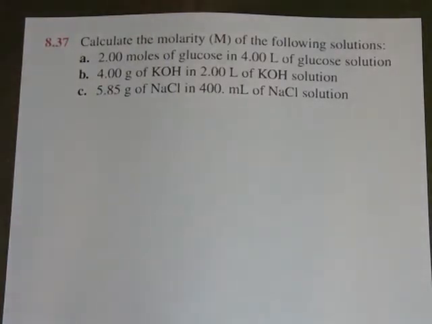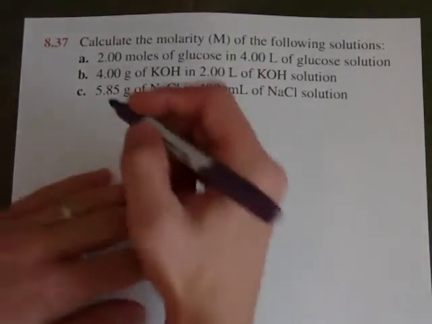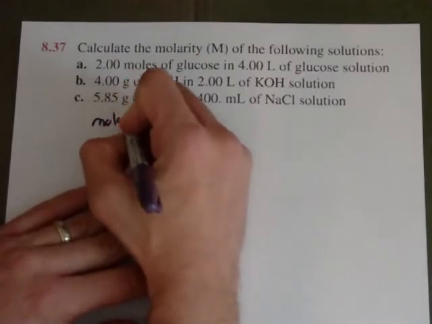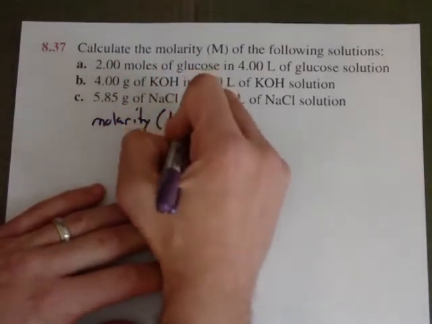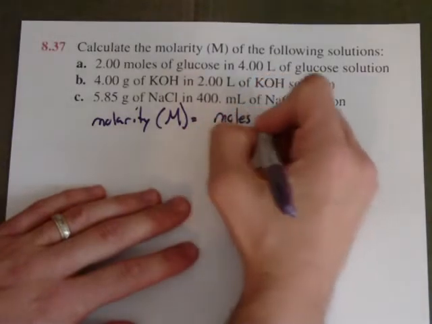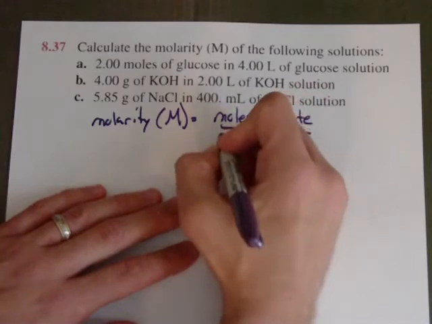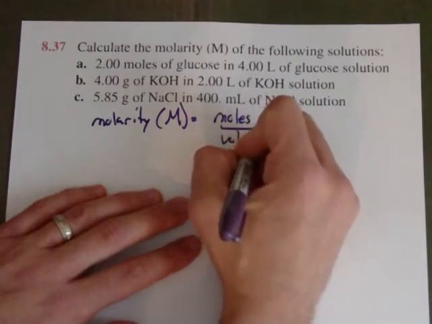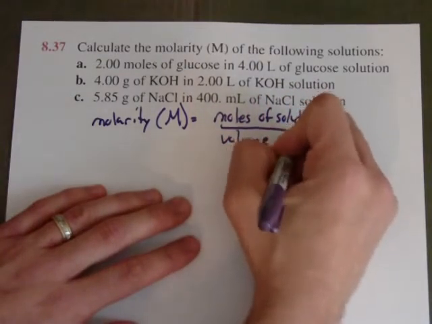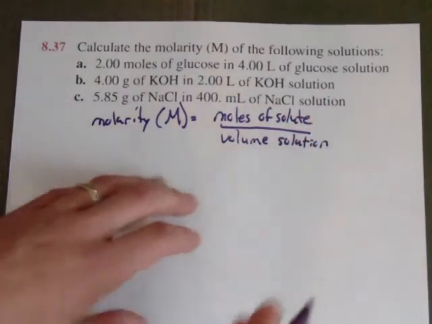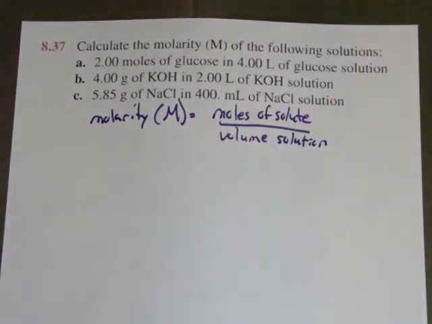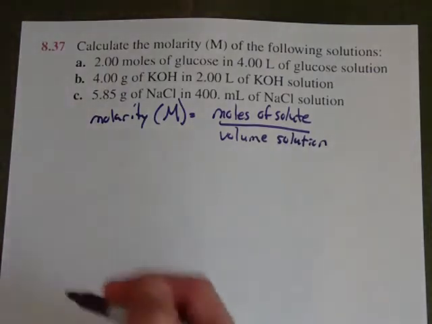So in 37, it's asking us to calculate molarities. And so molarity, M, is equal to moles of solute divided by volume of solution. Now, I'm not going to expect you to memorize these formulas. They will be given to you, so you don't have to memorize them. But it's probably best to at least write them out as one of your first steps so you know where you need to go and what you need to have in order to solve for the problems.